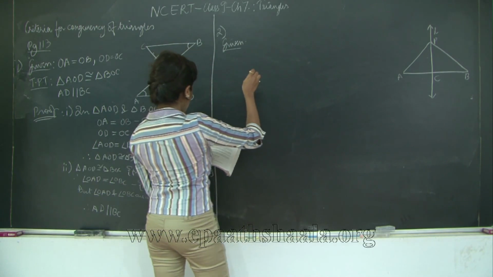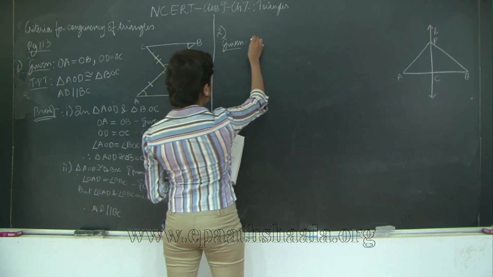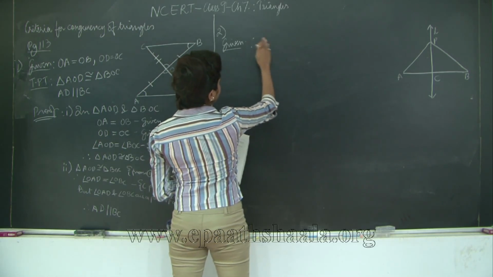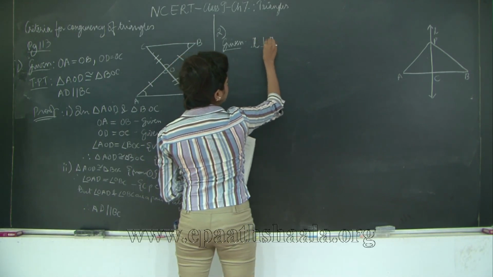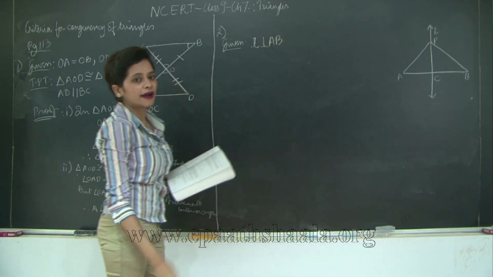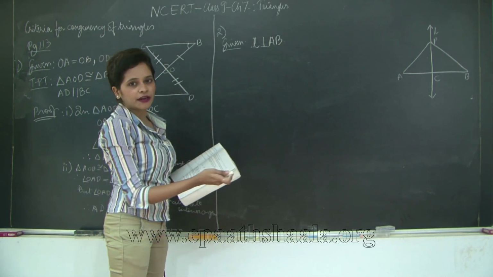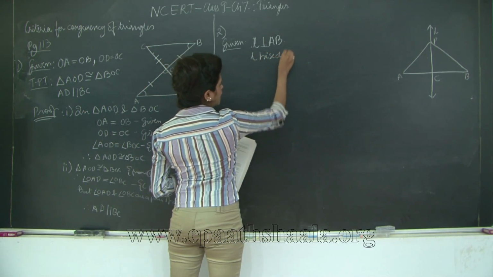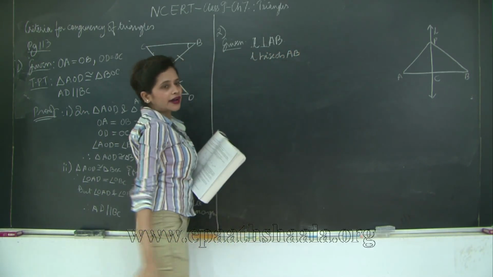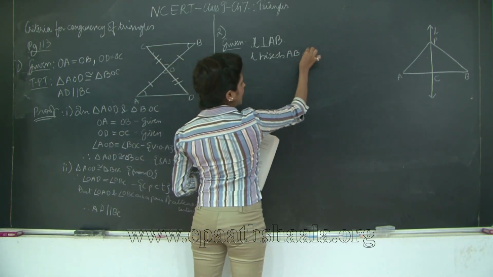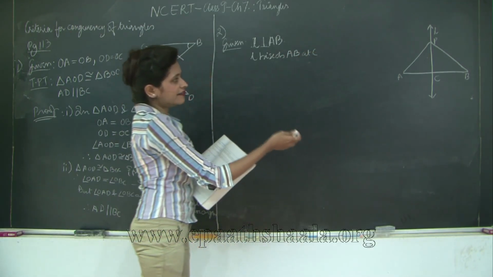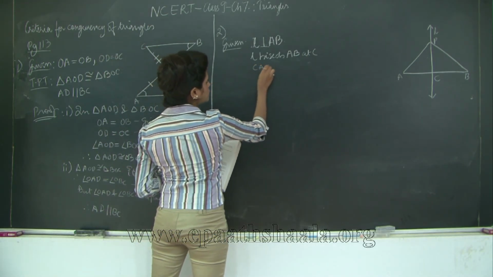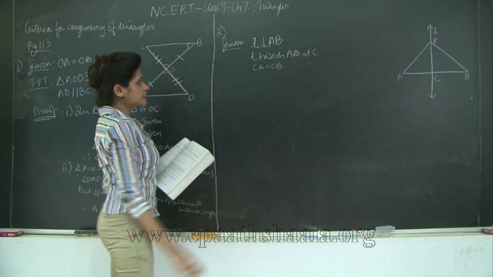AB is a line segment and L is the perpendicular bisector of AB. So L is perpendicular to AB, correct? Since L is the perpendicular bisector of AB, I can write given L is perpendicular to AB, L bisects AB. Therefore what do I have? It's bisecting AB at C, correct? Therefore I have CA is equal to CB. So I can say CA is equal to CB, right?